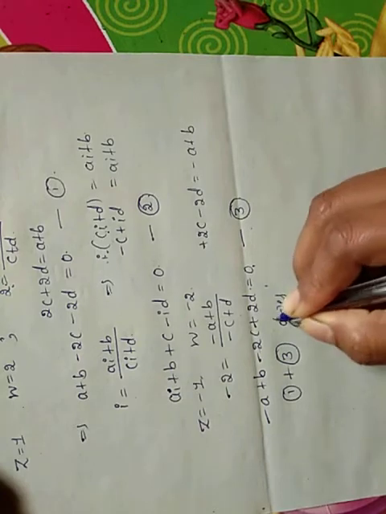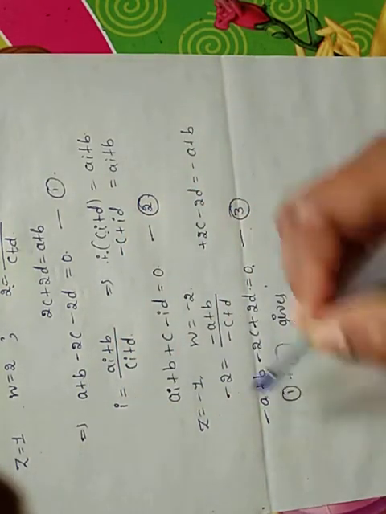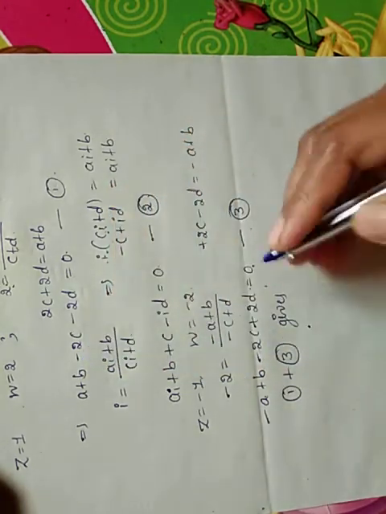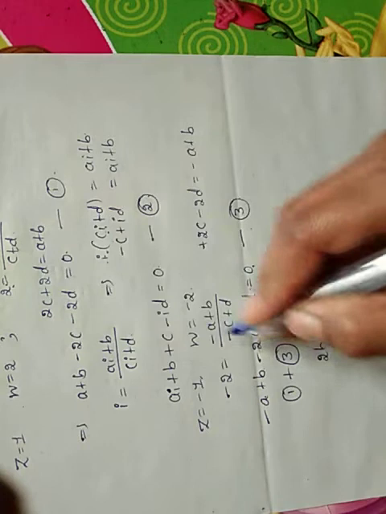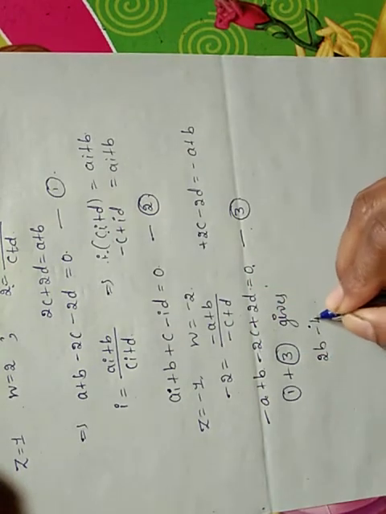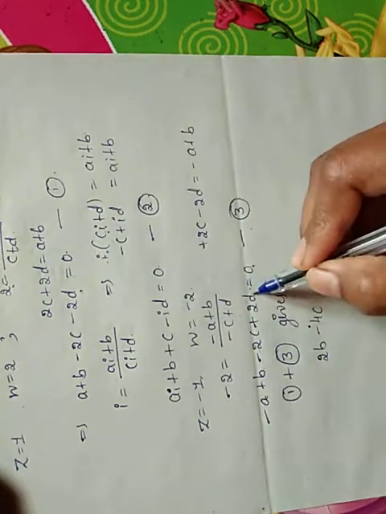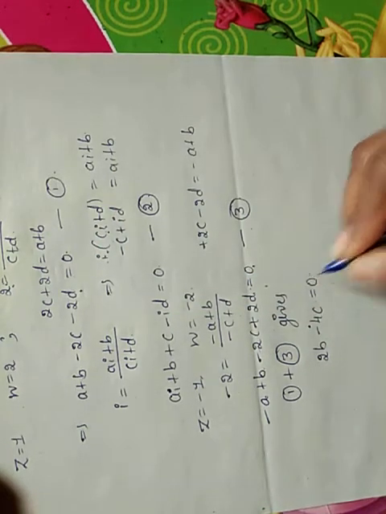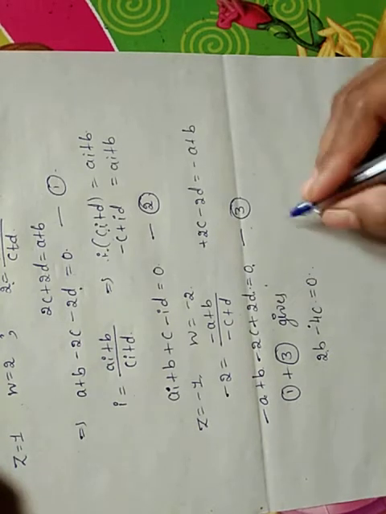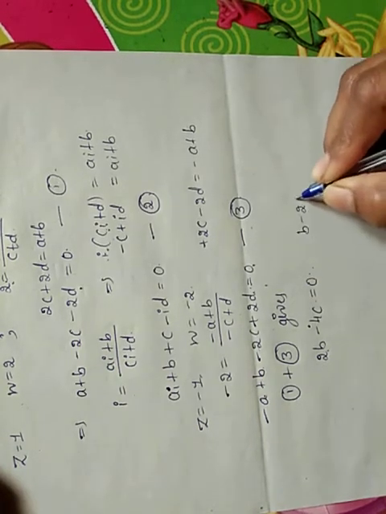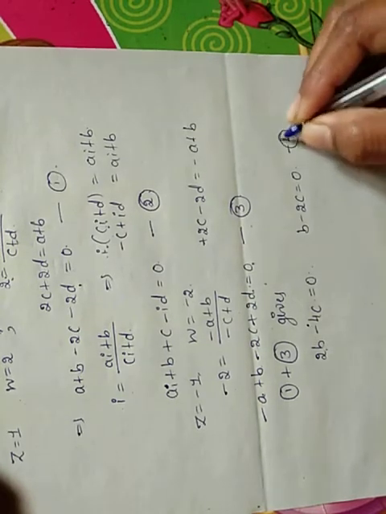Adding 1 and 3 gives minus a plus a cancelled, plus b, 2b, minus 2c minus 4c, minus 2d plus 2d cancelled, equal to 0. Take a 2 common, send it to the RHS. b minus 2c equal to 0. Call this one as 4.